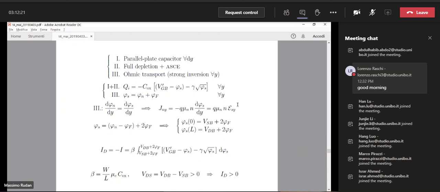So we simply prove that if equation 3 is correct, then transport is ohmic in the channel. In the next lesson we shall demonstrate that equation 3 is indeed correct. So the conclusion is that transport is ohmic in the channel.